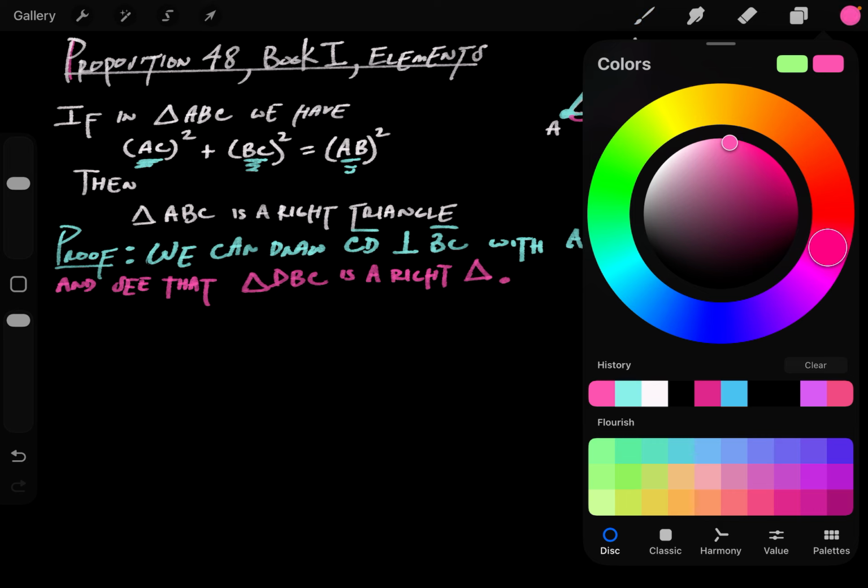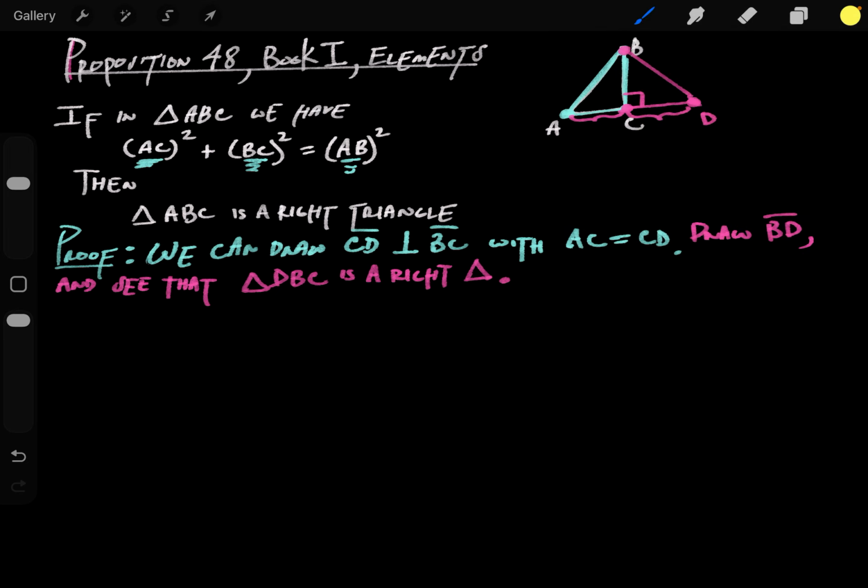And then being that this is a right triangle, what do we know? We know that we can apply the Pythagorean theorem or Proposition 47, right? So this is Proposition 48. We could apply Proposition 47, which is just the Pythagorean theorem, which says that in right-angled triangles, this side squared plus this side squared equals this side squared. So again, we see that DBC is a right triangle.